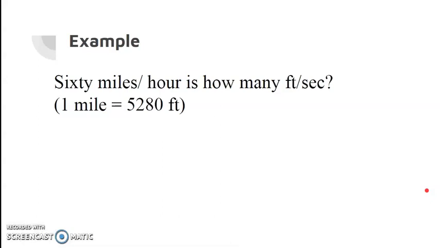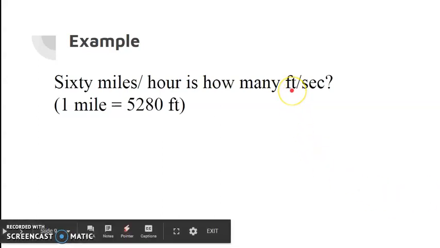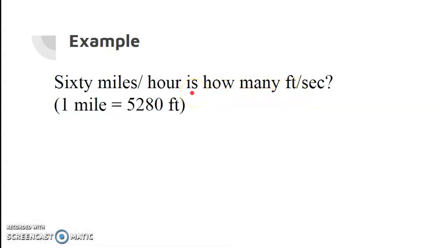All right, so let's try another one. Now this one is a little tricky because instead of just looking for 1 unit, we're actually switching both the units. So we're going to go from 60 miles per hour to how many feet per second. So we want to see if we can convert miles to feet and hours to seconds. All right, but it's the same basic idea. And they're giving us 1 mile equals 5,280 feet. All right, so let's start out.